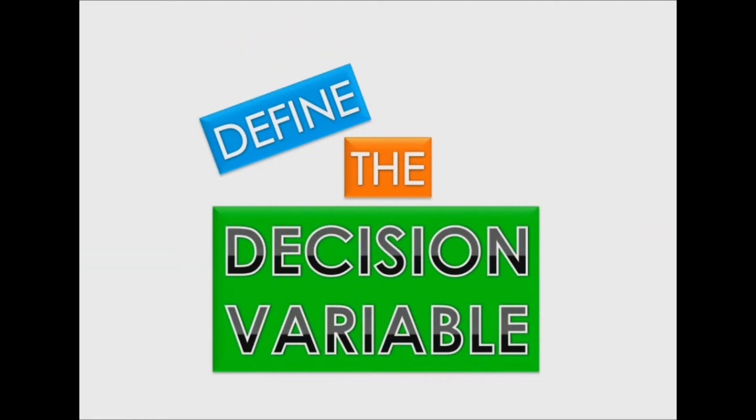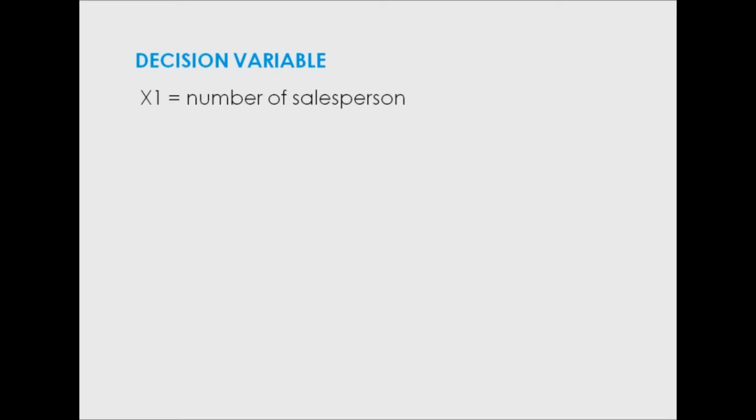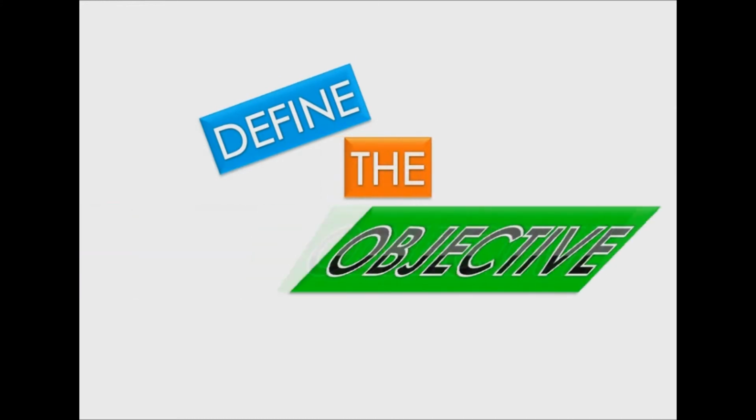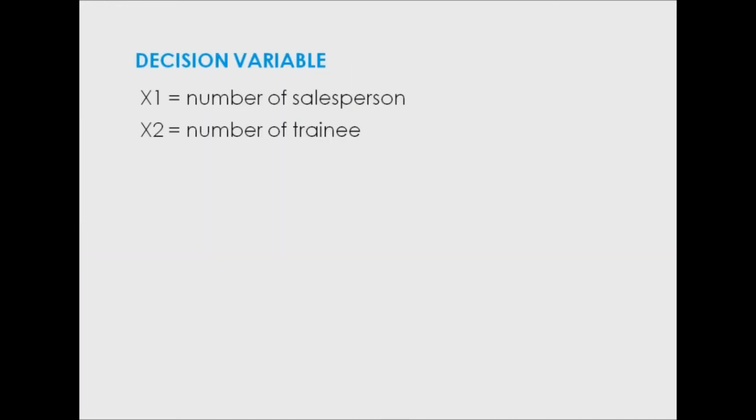Next, we will look at how to define the decision variable. The decision variable will be represented like this: X1 equals the number of salespersons and X2 equals the number of trainees. Define the objective. The objective of the LP modeling formulation will be defined like this: maximize Z = 10,000 X1 + 6,000 X2.